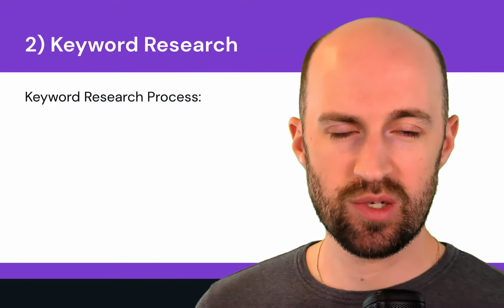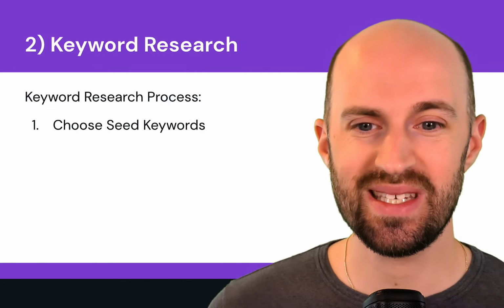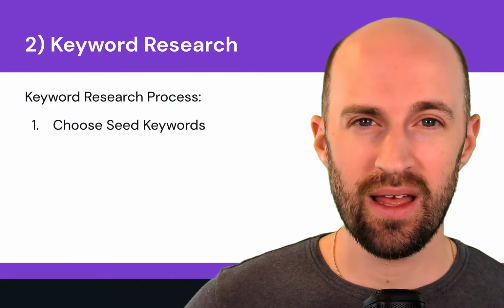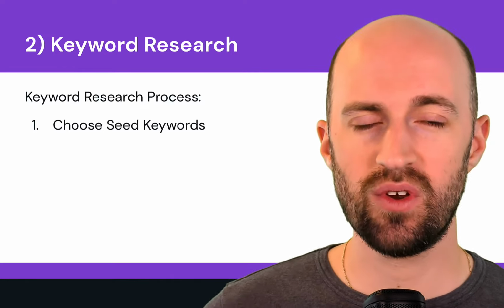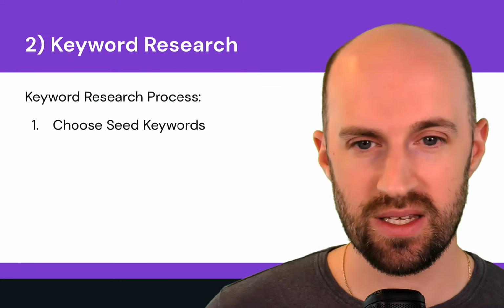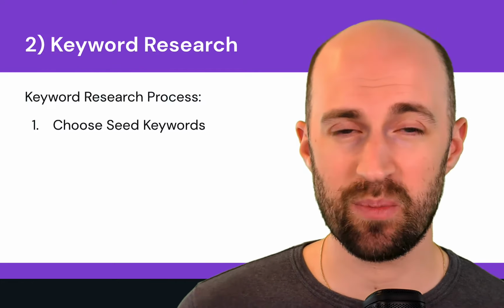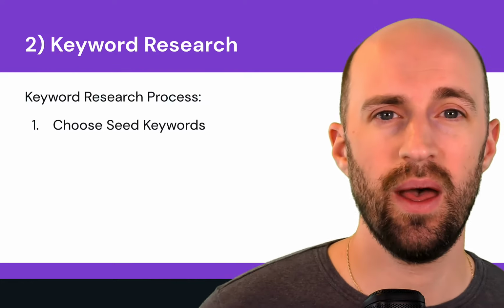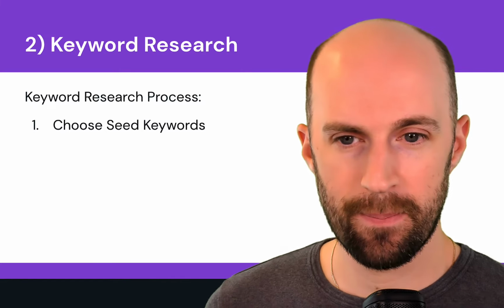So the keyword research process can be broken down as follows. First, you want to choose seed keywords. These are initial core topics or ideas that you want to start with. So if you're in the niche of dentistry, you might want to start with dentist. You might want to start with different types of procedures that you do. These are all seed keywords that you start your research from.